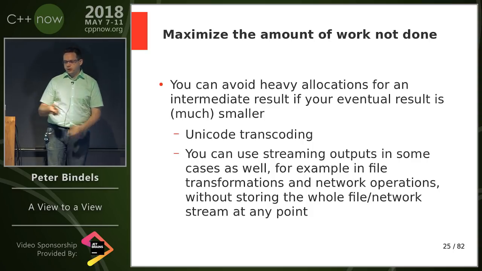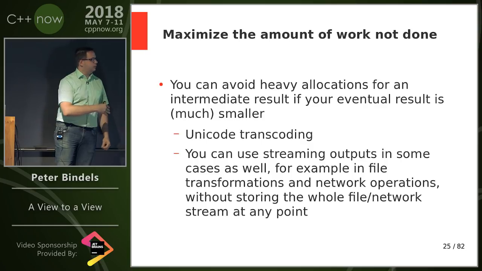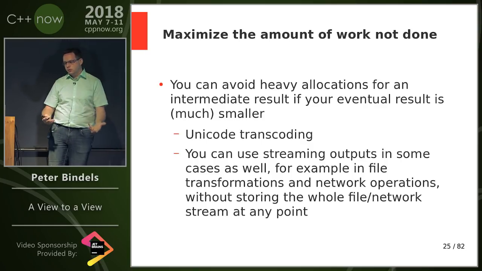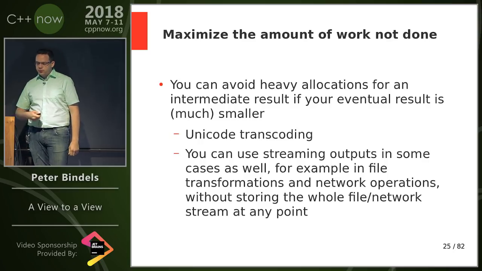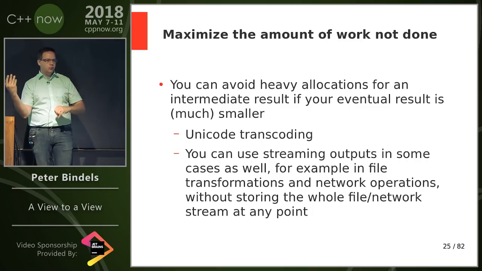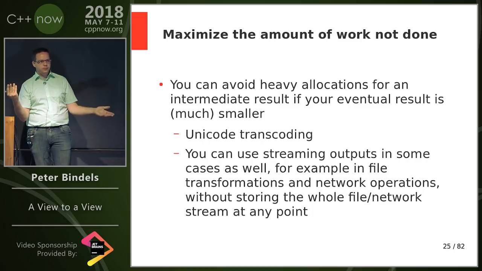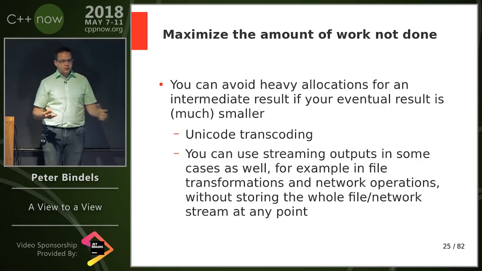And if I do this with a view, I just don't store the intermediate at all, I just transcode it immediately, saving memory bandwidth, saving a whole lot of things. And in some cases, you can even use a streaming output. So if you're transcoding things from one source to another one, say you're converting XML to JSON, you can do that on a multi-gigabyte file streaming without caching anything.